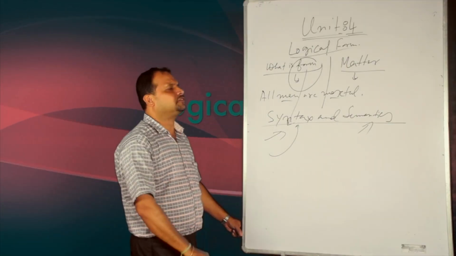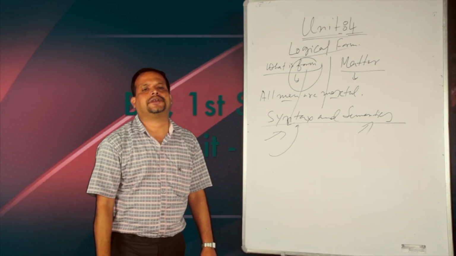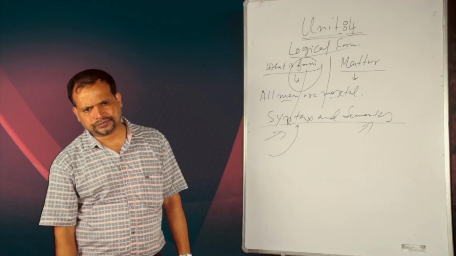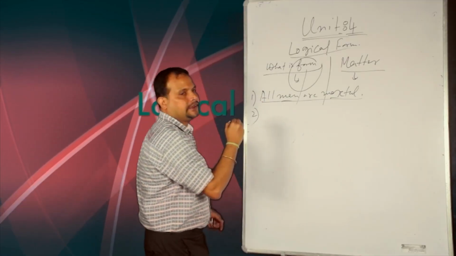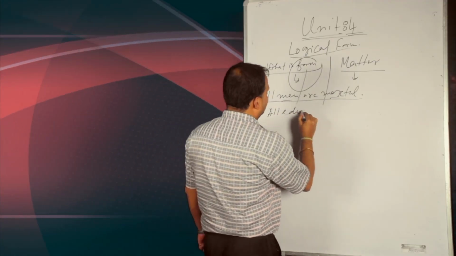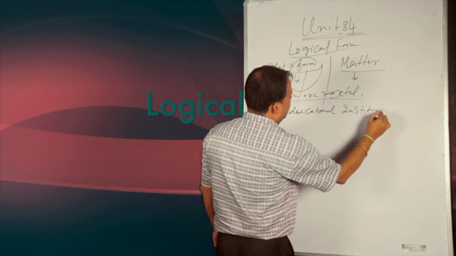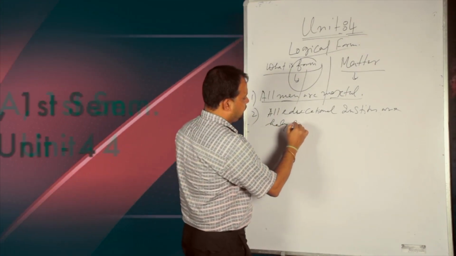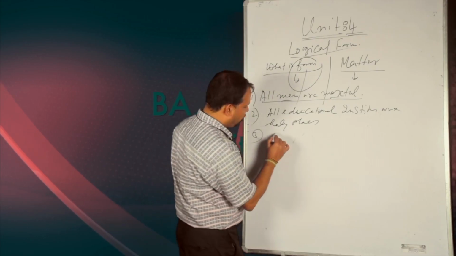Now, dear learners, the distinction between form and matter is an important concept in logic. In order to know the form of a proposition, we can take the following three propositions. All men are mortal, all educational institutes are holy places, and the third one is all pious individuals are honest.